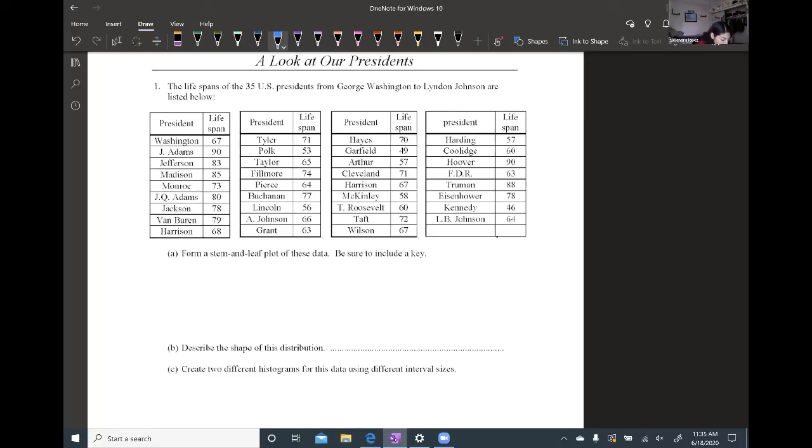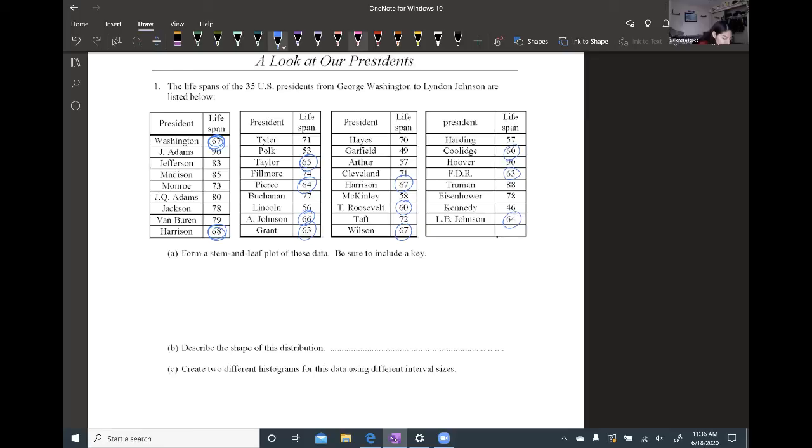I'm gonna go ahead and circle everything that I'm gonna combine. So every 60s, I want them together. This is important that you guys know how to do as well, making a stem and leaf plot, because the stem and leaf plot will allow you to make the histogram much easier.